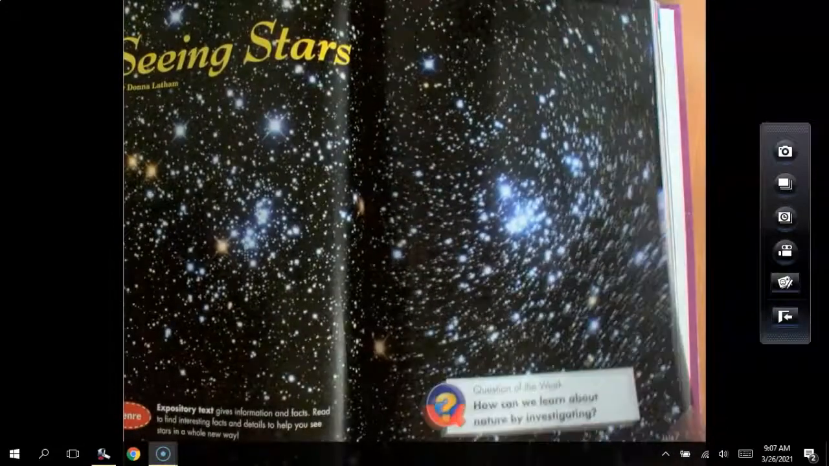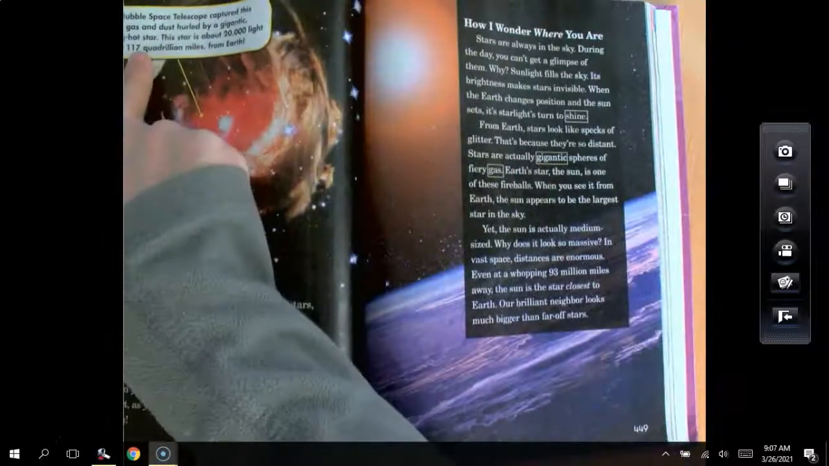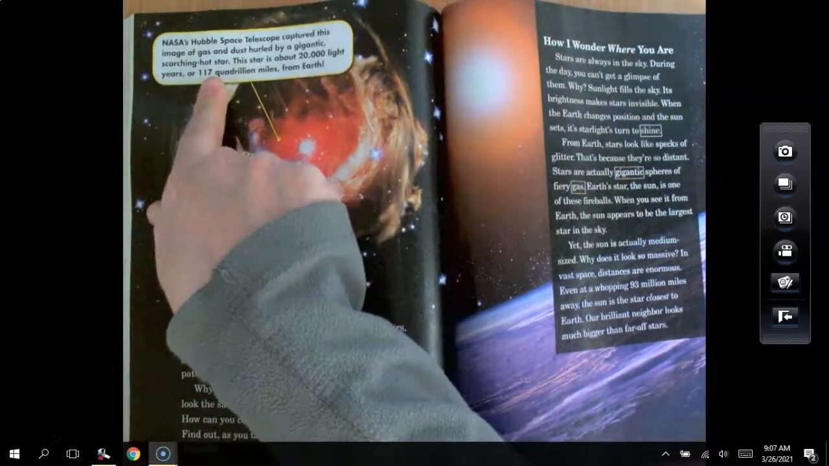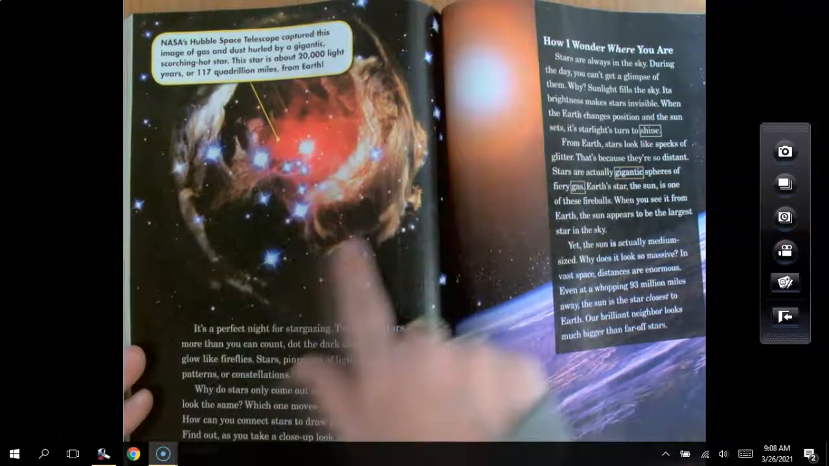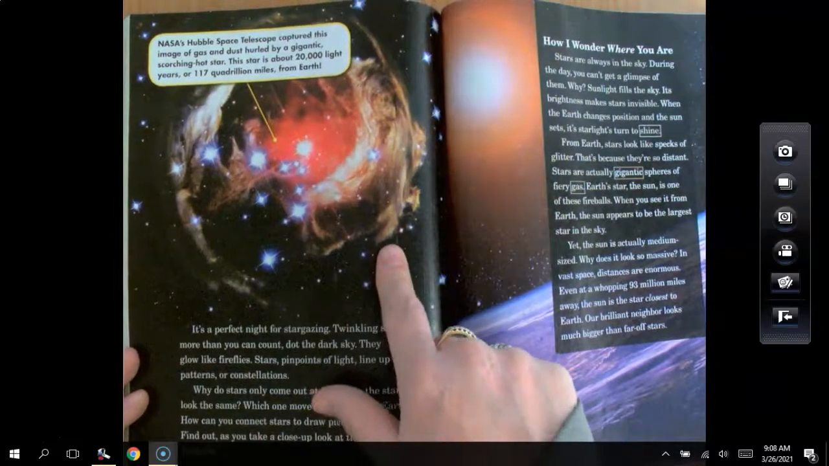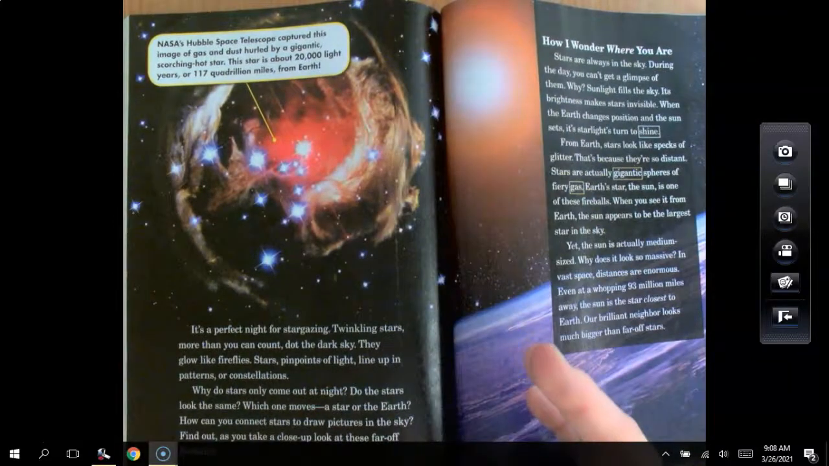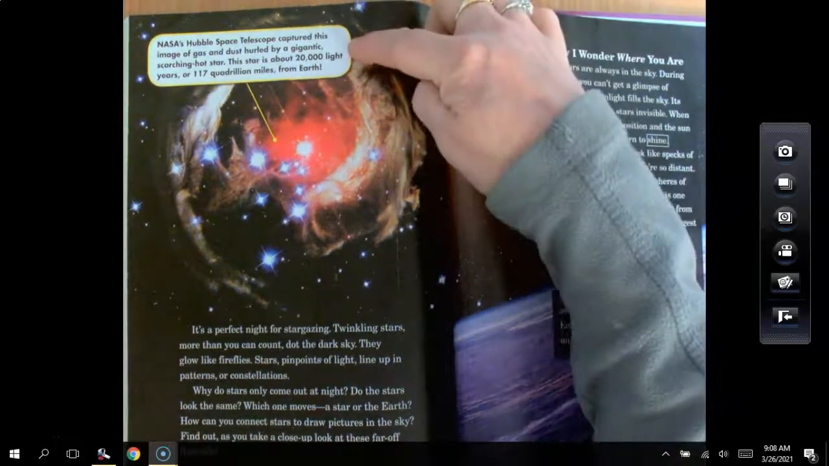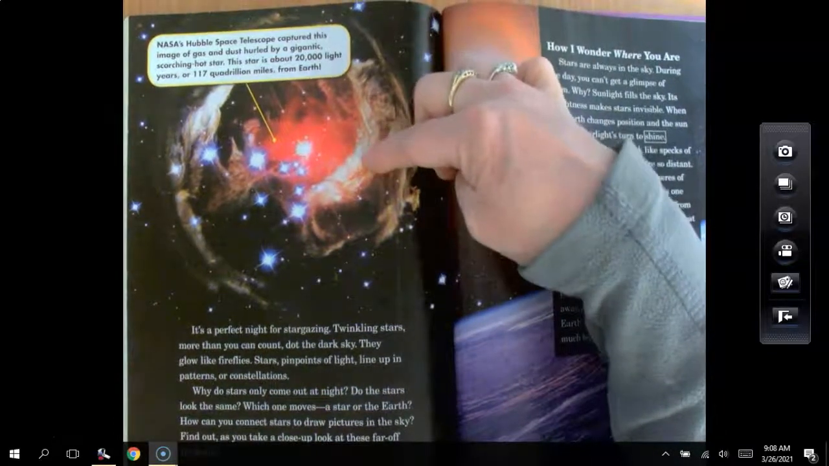Right here. What do you see? Here's another graphic source. Yep, that is a caption. This caption tells about my other graphic source, which is my photograph. Remember, you have a photograph, which is a real-life picture. You have an illustration, which is a drawing. This caption tells me information about what that photograph is.